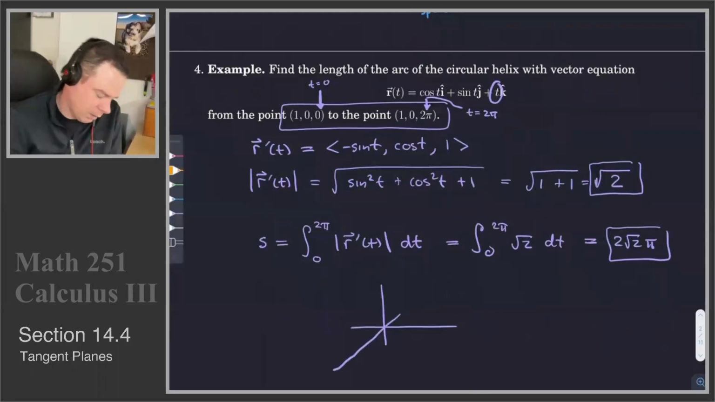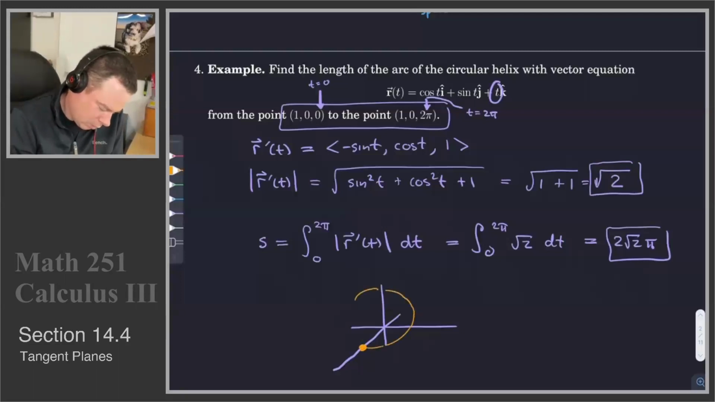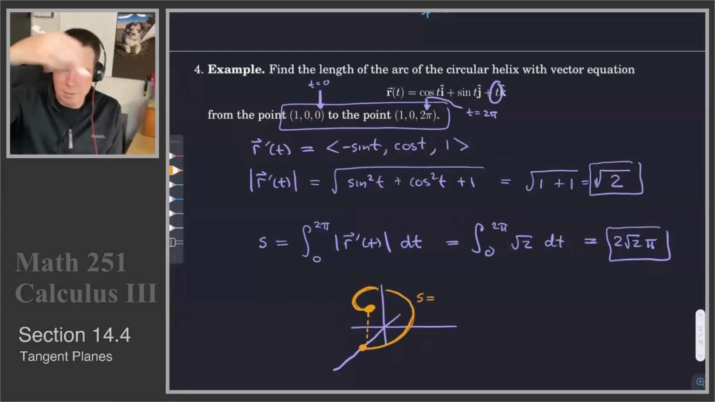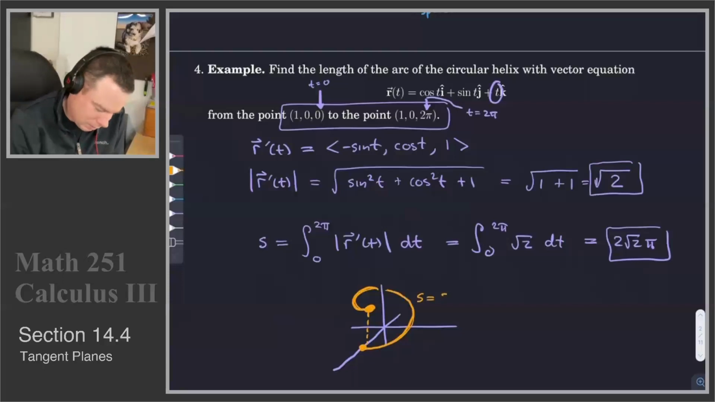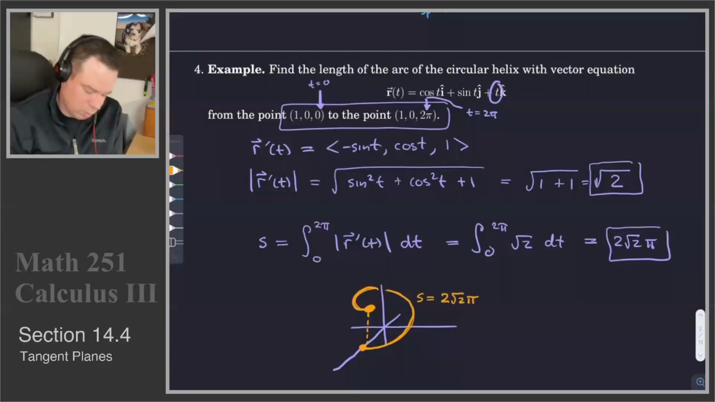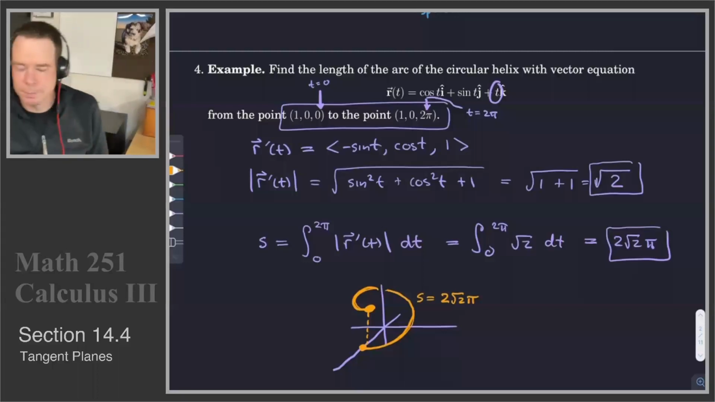So if we're looking at our helix, when t is equal to 0, we are starting at the point (1, 0, 0), and then we're going around to 2 pi. So our particle is traveling around. There's our helix, going around one revolution, around the backside, and then it comes out front again. And what this says is that for one revolution up the helix, this has a length of 2 root 2 pi. That's how far the particle has traveled.